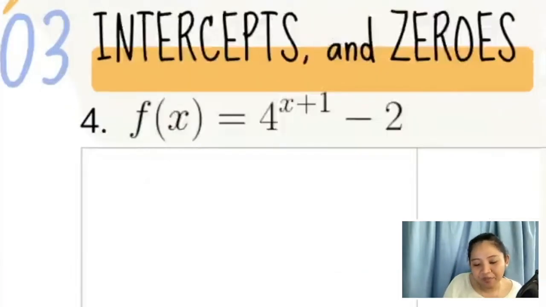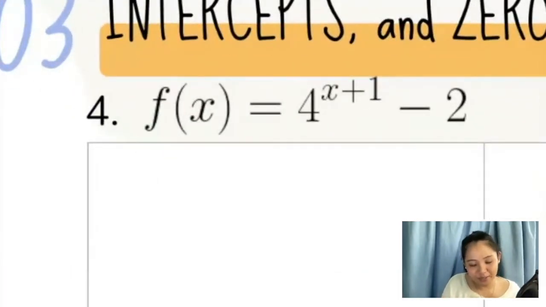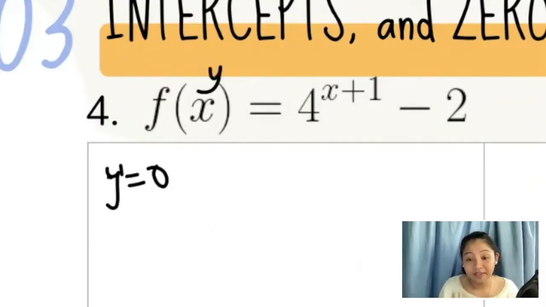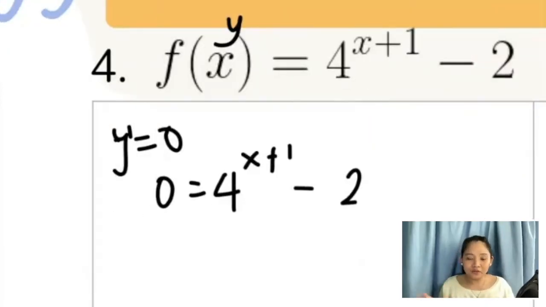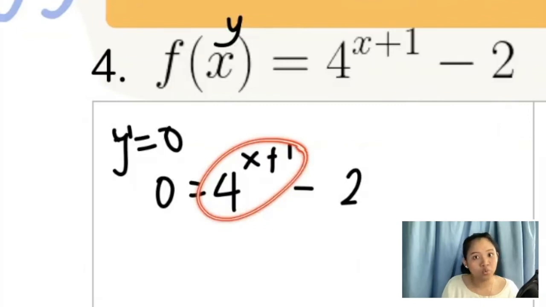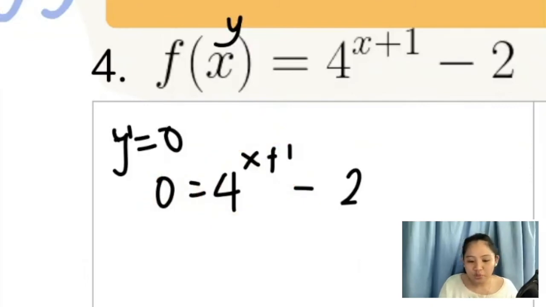Example number 4. Let's try to look first for the x-intercept. So, y equals 0. f of x is also equal to y. We can express f of x as y also. So, substitute y equals 0 into the function. So, 0 equals 4 raised to x plus 1 minus 2. To get a value of 0, the value here should be 2, because 2 minus 2 would give us 0. So, we can solve this using 4 raised to x plus 1 equals 2.